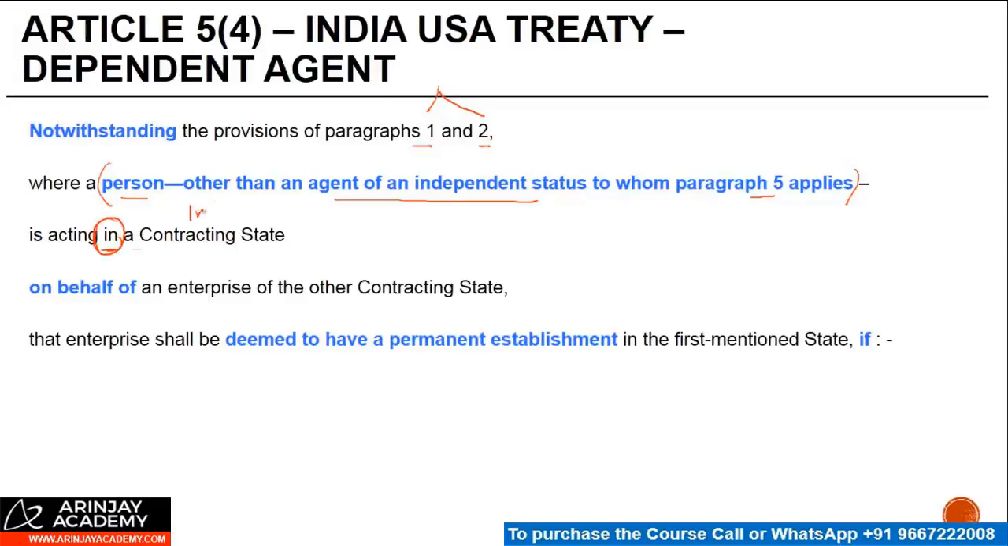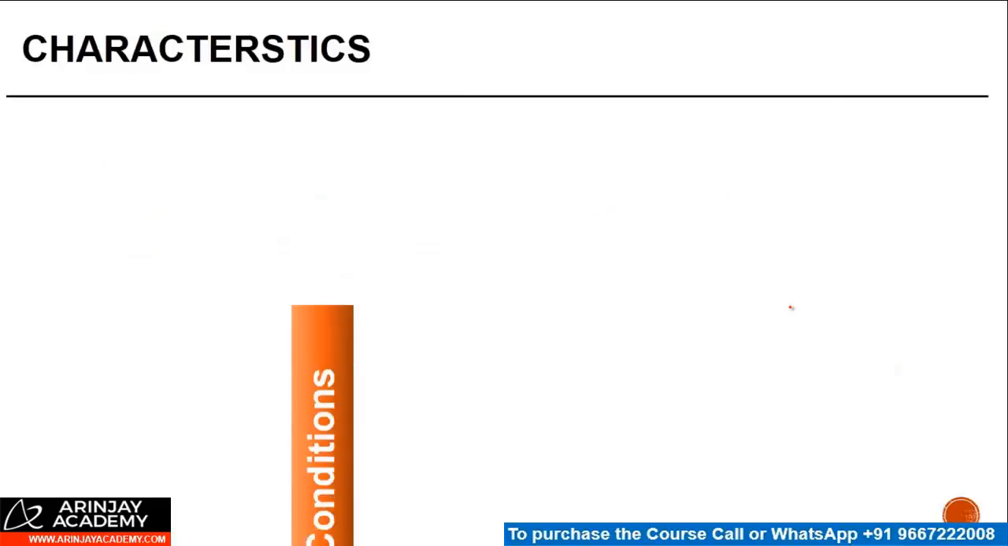Is acting in India on behalf of an enterprise of the other contracting state. A US enterprise. So he's acting in India on behalf of a US enterprise. That enterprise shall be deemed to have a PE in the first mentioned state, which is India, if so. You are acting on behalf of a foreign company, fine. You're not an agent of independent status, fine. But even then, you need to satisfy one of these conditions.